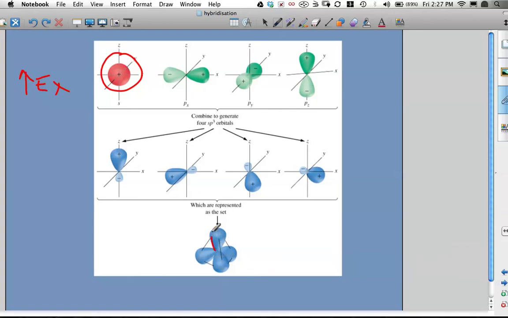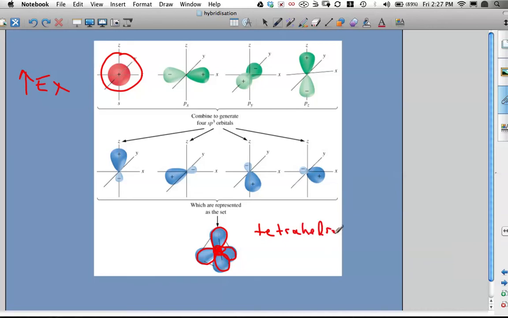There's one of them here. There's a little node here. There's one of them here. There's a little node here. There's one of them here. And there's a little node there. And there's one of them here. Okay. Now you can see that this shape that this is going to form is going to be tetrahedral.